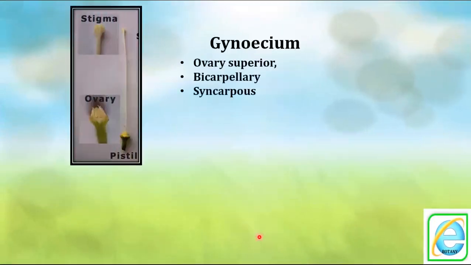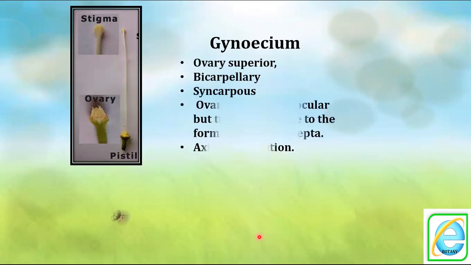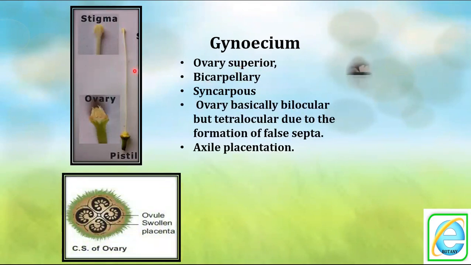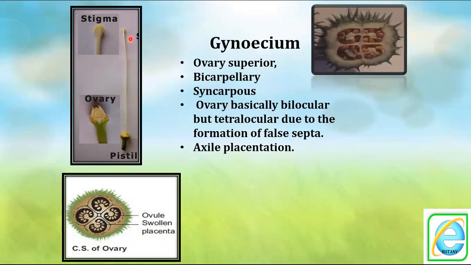Gynoecium is nothing but the female reproductive unit. Here the gynoecium has a superior kind of ovary. The gynoecium has three parts: stigma, style and ovary. The ovary is superior, which means the ovary is below and the other floral parts are above. Here the ovary is syncarpous.